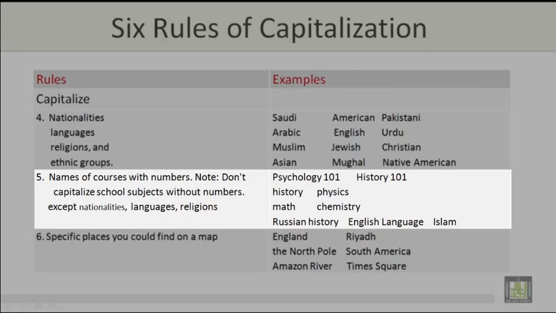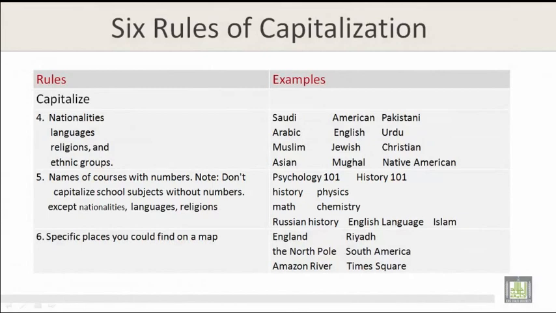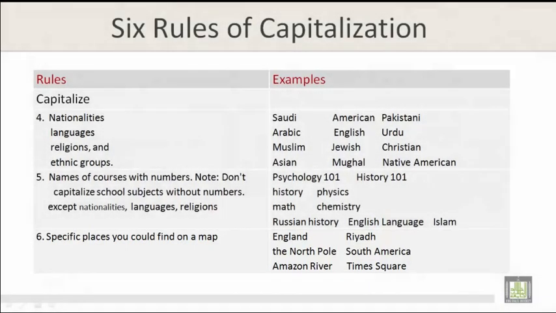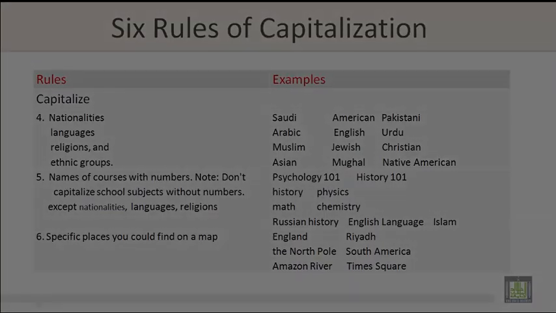Psychology 101 and History 101. These are the names of courses with numbers. History, physics, math, and chemistry are not capitalized because they are school subjects without numbers. Russian history, English language, and Islam are nationalities, languages, and religions, so they will be capitalized. Number 6, specific places you could find on a map. For example, England, Riyadh, the North Pole, South America, Amazon River, and Times Square.